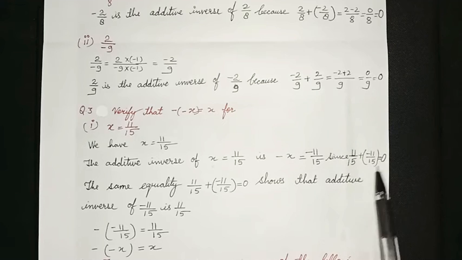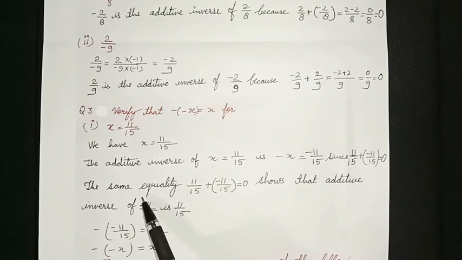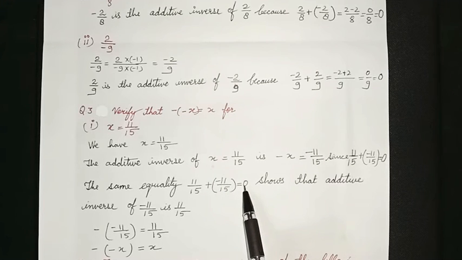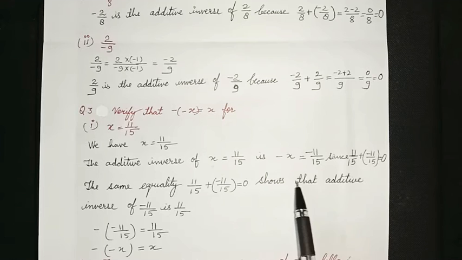The same equality, 11 upon 15 plus minus 11 upon 15 is equal to 0, shows that the additive inverse of minus 11 upon 15 is 11 upon 15. So like this, the additive inverse of minus 11 upon 15, that is minus of minus 11 upon 15, is equal to 11 upon 15. Like this, you can verify minus of minus x is equal to x.